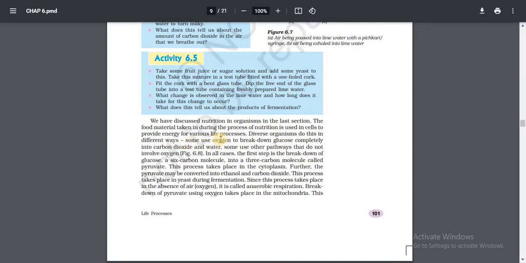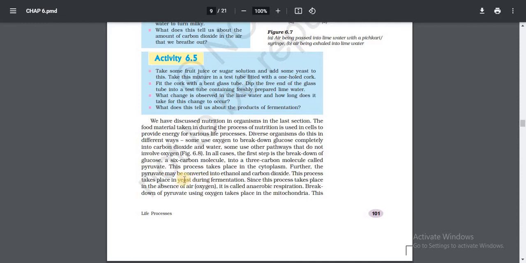Some use oxygen to break down glucose completely into carbon dioxide and water. Some use other pathways that do not involve oxygen. Figure 6.8. In all cases, the first step is the breakdown of glucose, a 6-carbon molecule, into a 3-carbon molecule called pyruvate. This process takes place in the cytoplasm.